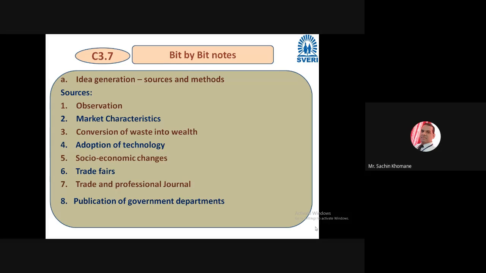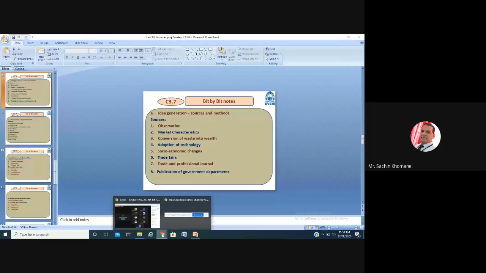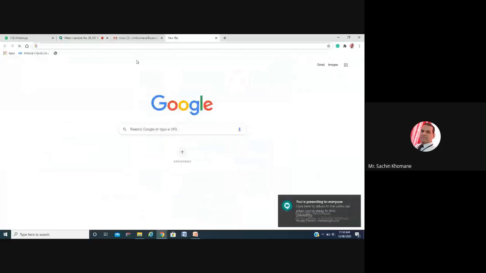And lastly, another source is publications of government departments. Friends, for your information, there are so many reports the government publishes every year, annually, biannually. So friends, go through it. I just want to show one demonstration of one website. MSME, do you know MSME, one of the websites? Just see carefully.